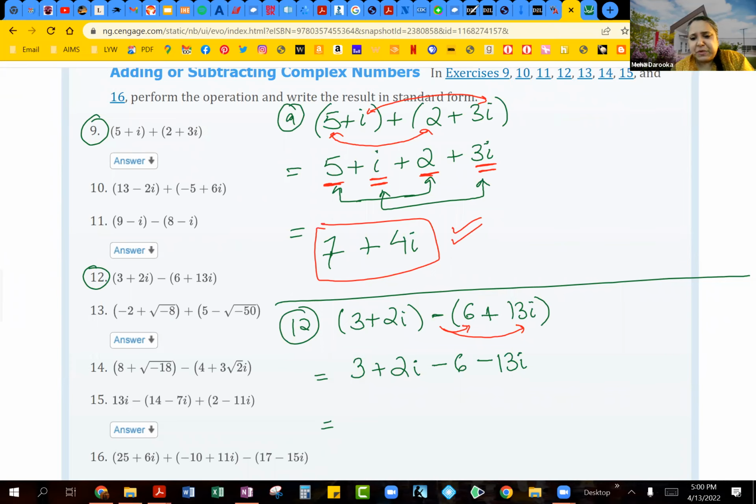So we've got 3 minus 6. So you will combine these guys together, and then you will combine these guys together. So 3 minus 6 will give us -3. Positive 2 minus 13 will give us -11i.